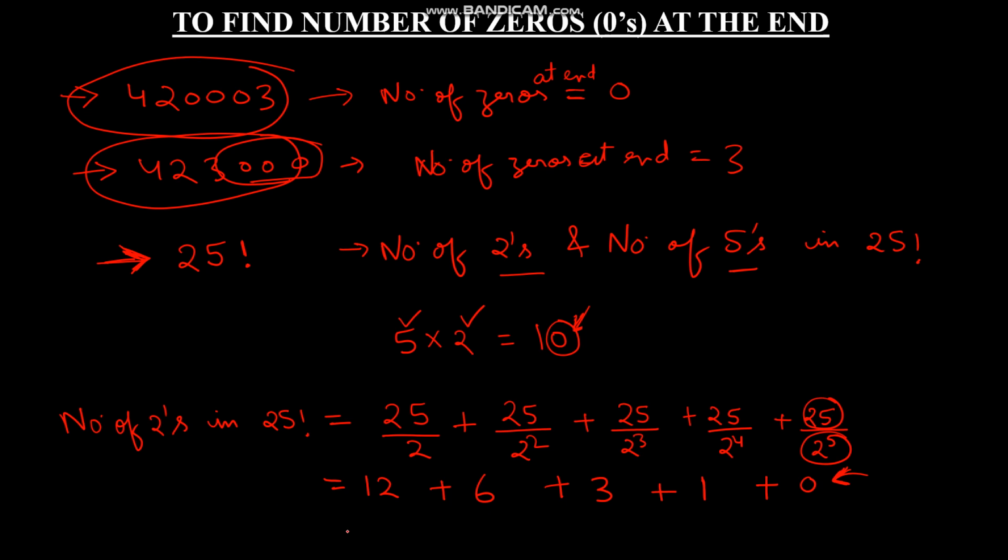Okay. Now when we add these, we get the number of 2's in 25 factorial. On adding we get 3 plus 1 is 4, 10, and 22. So there are 22 2's in 25 factorial.